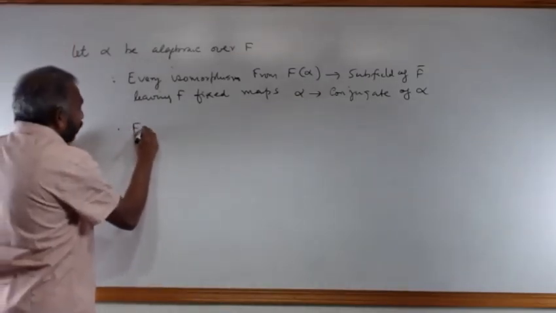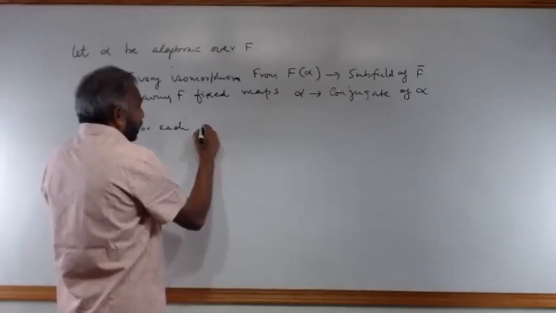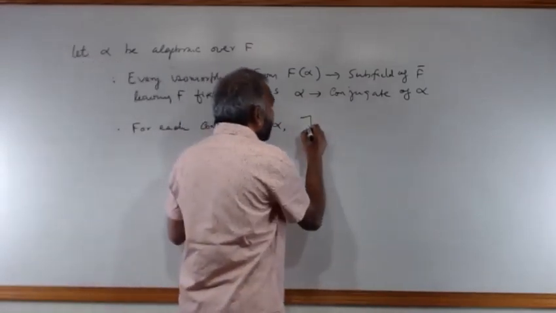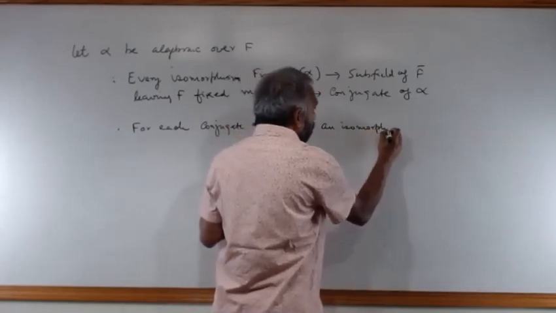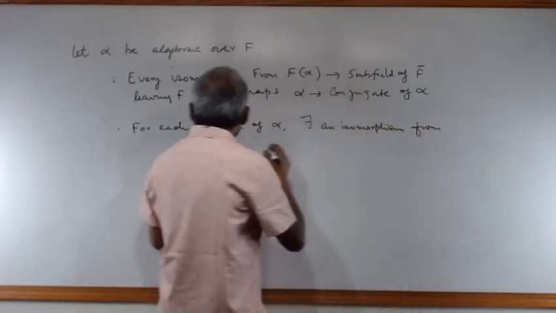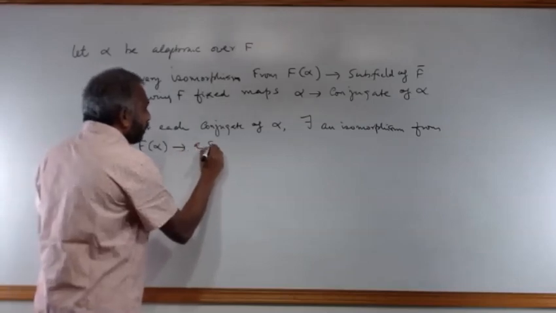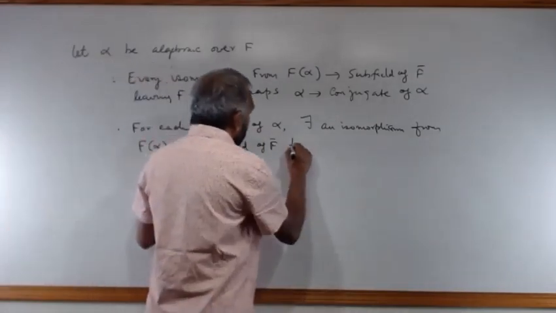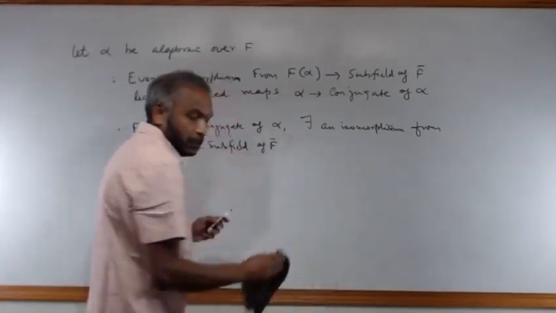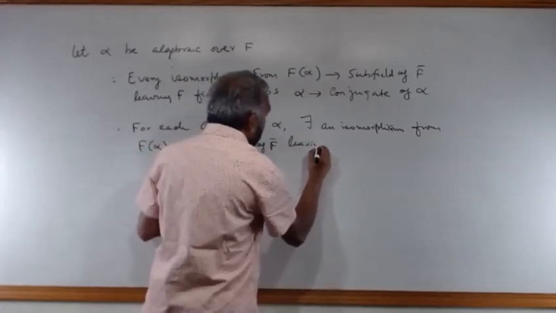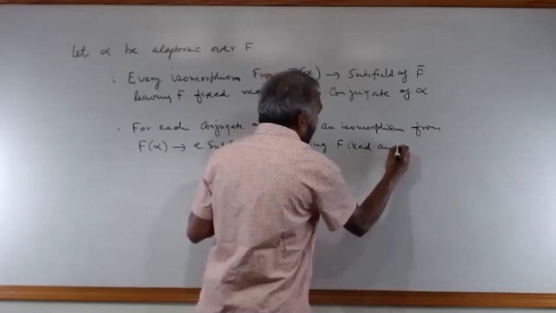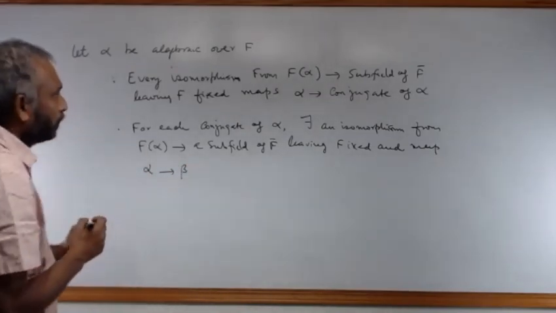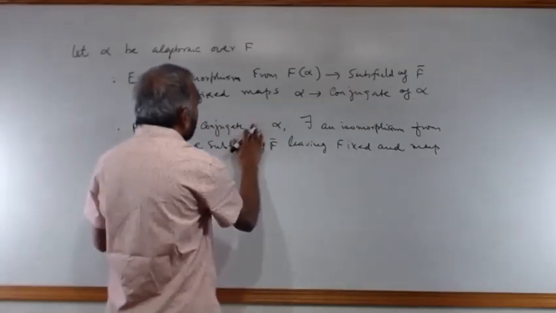Conversely, for each conjugate of alpha, there exists an isomorphism from F alpha to a subfield of F closure, leaving F fixed and maps alpha to beta. For each conjugate beta of alpha.